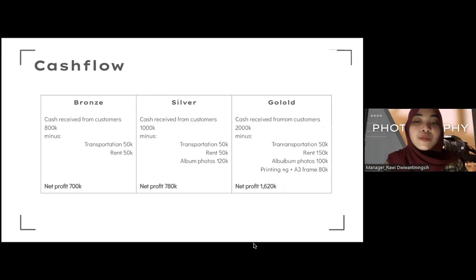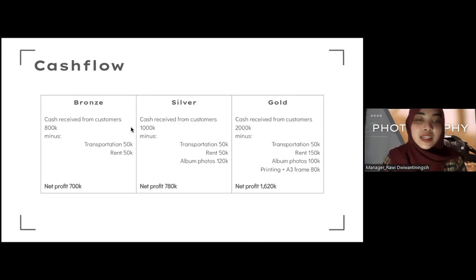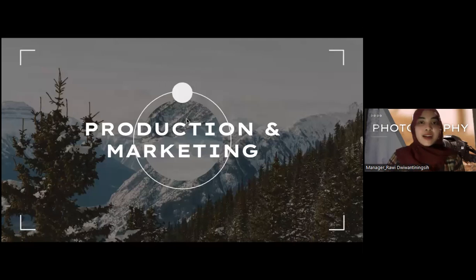And the last, the gold package, which costs 2 million rupiah, will be deducted the transportation cost of 50,000 rupiah. And then renting a more complete camera flash at 150,000 rupiah, and then the photo album at 100,000 rupiah. And the last, printing plus A3 print, is 80,000 rupiah. Okay, so the net profit we got was 1,620,000 rupiah. Okay, that's all for management. The next slide is about marketing and production. I'll give it back to the moderator.